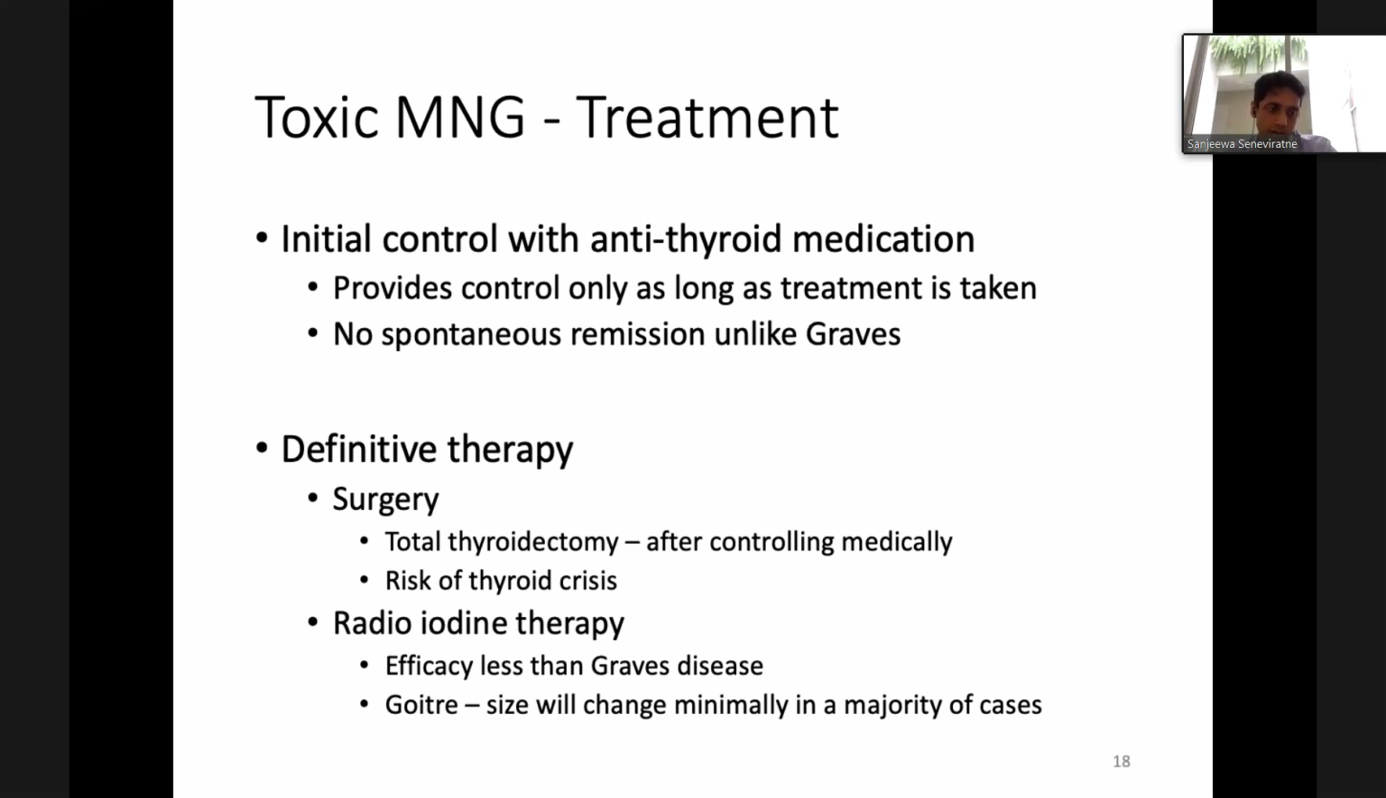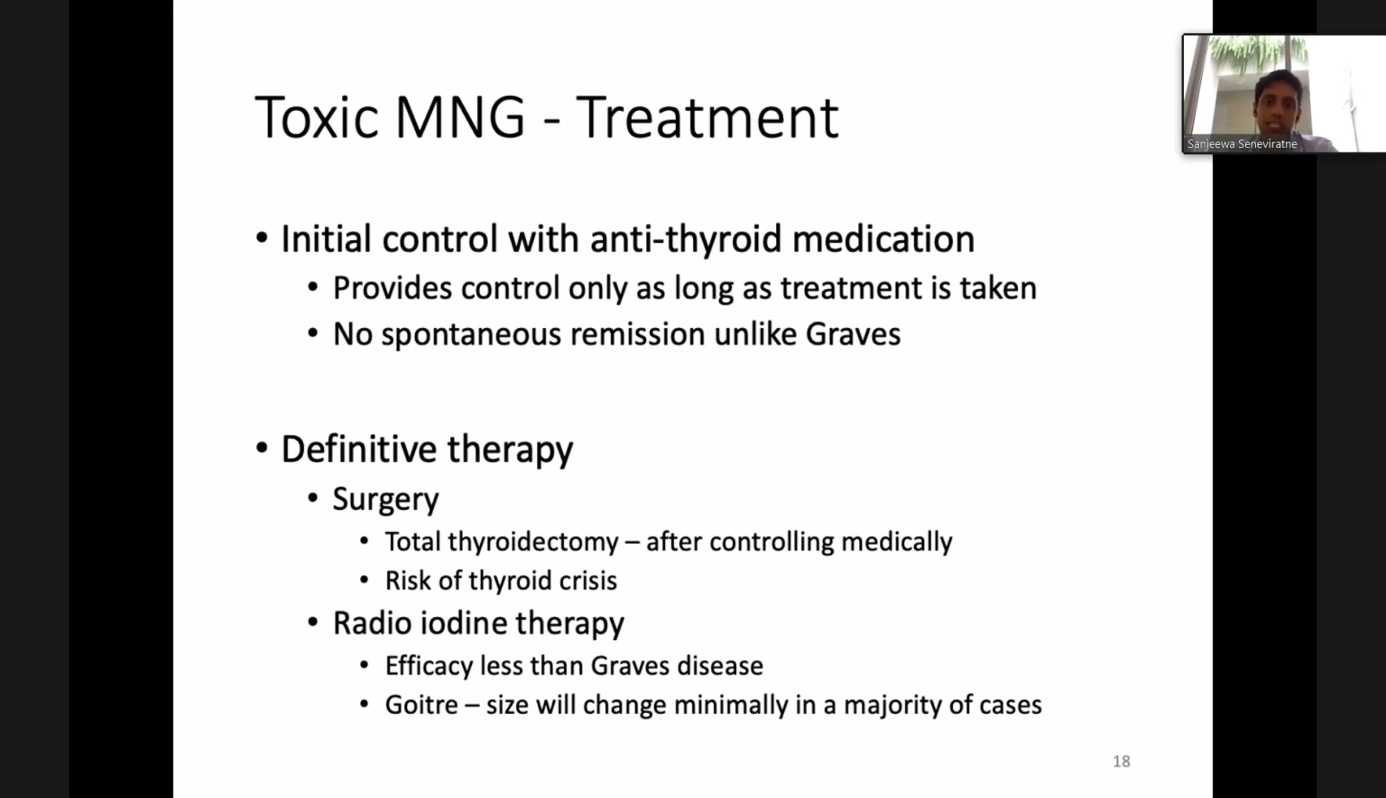Just to reiterate, these drugs are associated with serious side effects. Plus, there is a thing called carbimazole resistance that these patients may develop after a few years of carbimazole treatment. So to prevent all that, we always go for a definitive treatment for these patients. We don't wait for years. As soon as the patient is controlled, we offer them either a total thyroidectomy or radioiodine therapy as a definitive treatment modality. So once the patient is medically controlled, we offer one of these treatments.